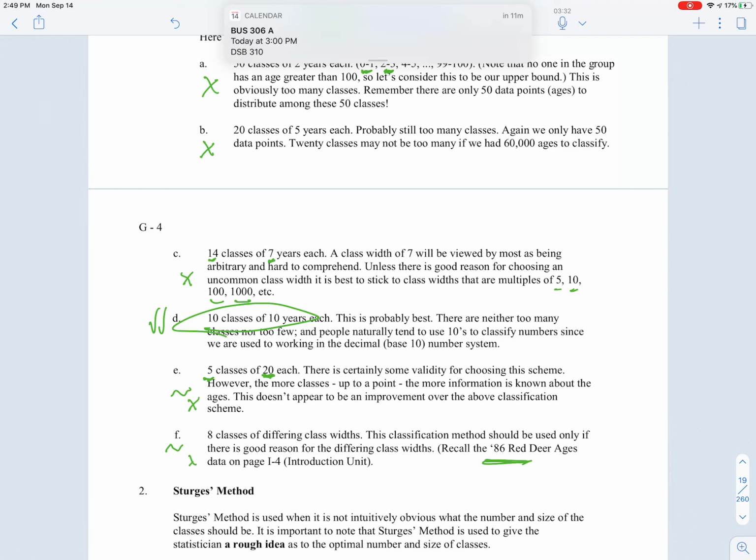But for our particular data, we would typically go with this kind of thing here, which is 10 classes of 10 years. So when you're looking at data like ages or, say, marks in an exam, then intuitively, we tend to think in base 10, and that's what we would do.